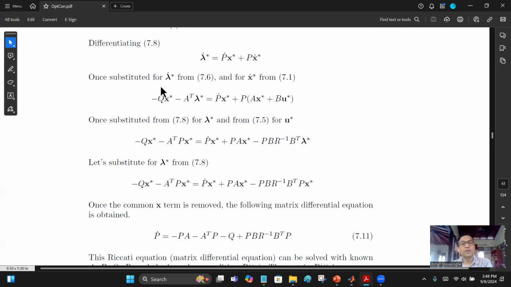Then you substitute for lambda dot from 7.6 and x dot from 7.1. So you're going to substitute for x dot and lambda dot. Lambda dot on the left, x dot on the right. This is what you get for lambda dot. You have this earlier, 7.6. And for x dot, you have this one. X dot equals Ax plus Bu, of course, right? But now because it is star, we have to write stars for controls and the state.